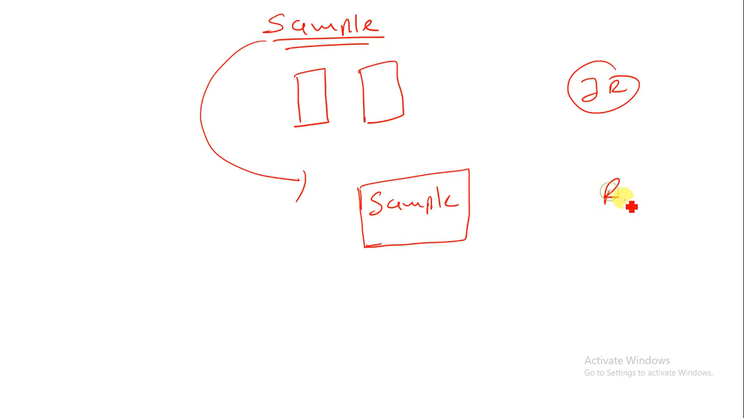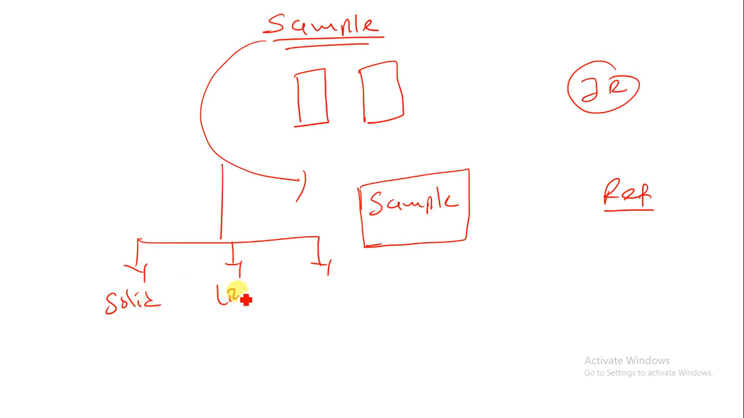So in reference material we are having three types of sampling technique. First one, that is for the solid, second one that is for the liquid, and third one that is for the gaseous sample. Suppose we are having a solid sample, a liquid sample and a gaseous sample, what we have to take. One by one I will explain you how we can do sampling in IR spectrometer.